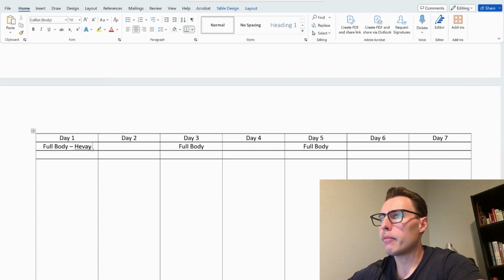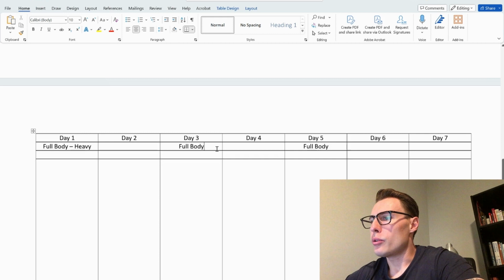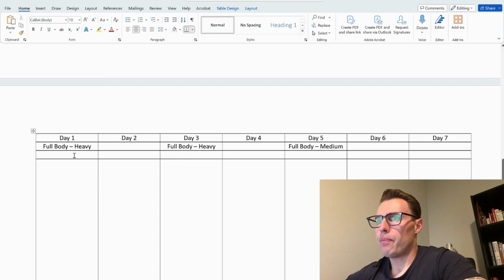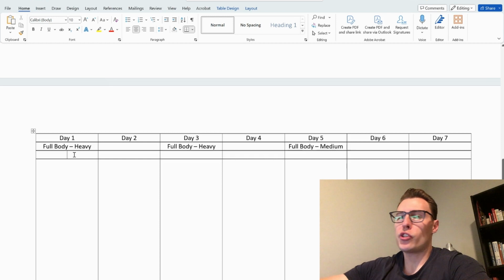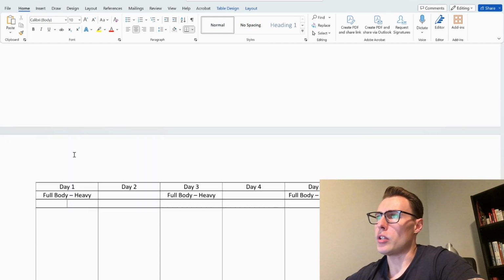I want to keep things super simple for the purposes of this program. So instead of calling them max effort method or dynamic effort or whatever, we're going to have a heavy day. We're going to do another heavy day. So we're going to have 2 heavy days, and the third day is going to be more of a medium. These aren't all going to be the same workouts. They're going to have different priorities.